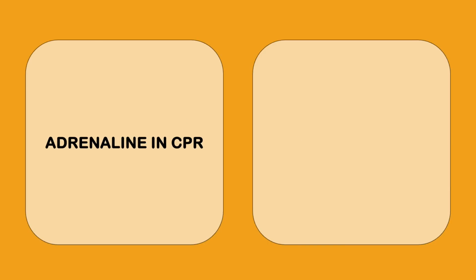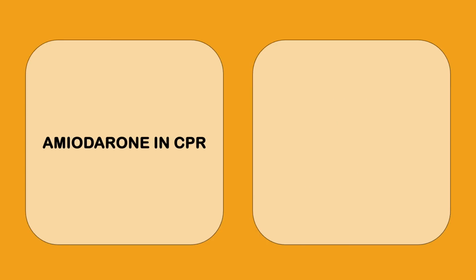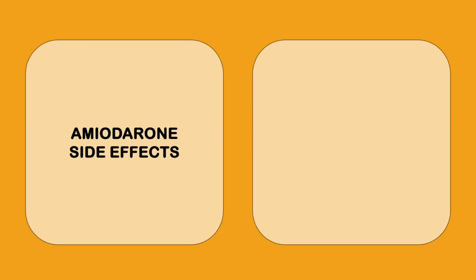Adrenaline in CPR. The dose is 1 milligram, 1:10,000 every 3 to 5 minutes. In shockable rhythm, it is given immediately after the third shock. Amiodarone in CPR, it is used only in shockable rhythm. The dose is 300 milligram after the third shock, 150 milligram after the fifth shock.